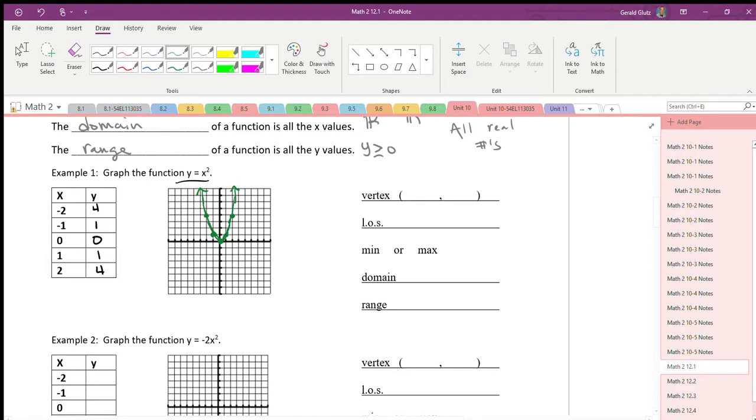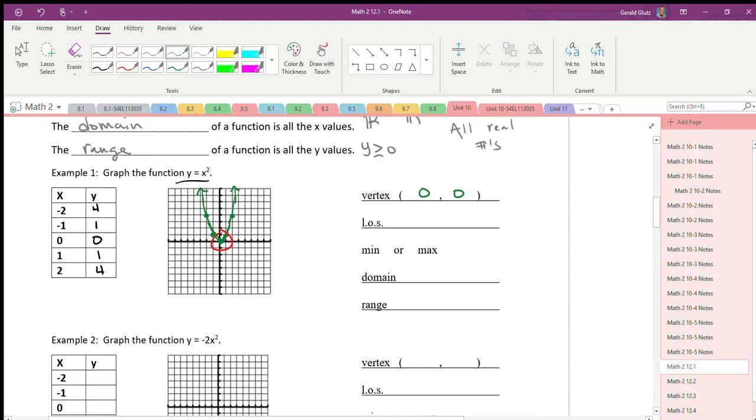So we need to find the vertex, the line of symmetry, whether it has a minimum or a maximum, the domain, and then the range. So the vertex, again, is whichever point is either lowest or highest on the parabola. So this one has a lowest point because it's going down, down, down, and then starts going back up. It goes up forever, but it does not go down forever. So this point would be the vertex. So the vertex is at the origin actually in this one, so it's 0, 0.